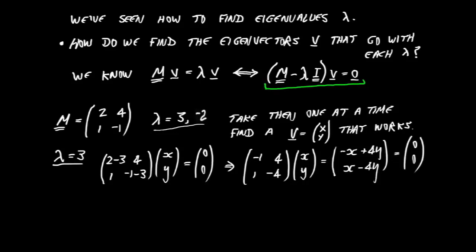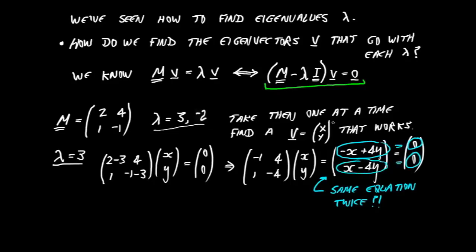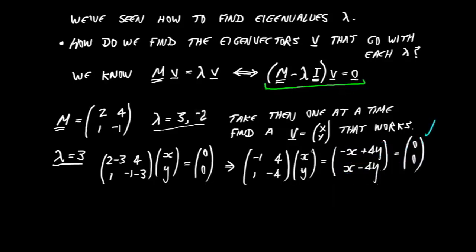Now what we immediately notice here is that whilst this equation between two column vectors is telling us two things, it's actually telling us the same equation twice. So we can see here that we're saying minus x plus 4y is equal to 0. We're also saying that x minus 4y is equal to 0. That's telling us the same thing. Is that a problem? No, that's exactly what we want to see at this stage.